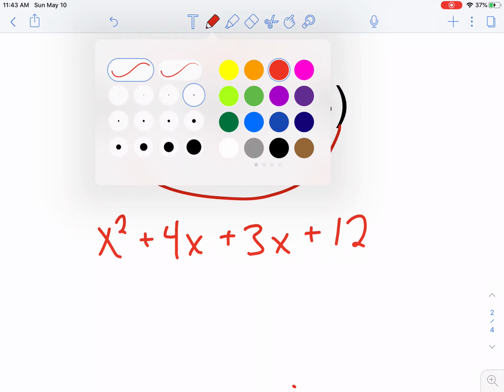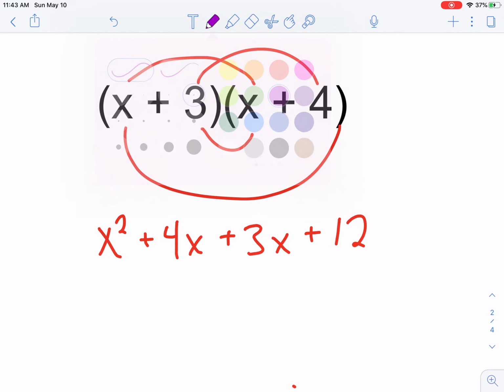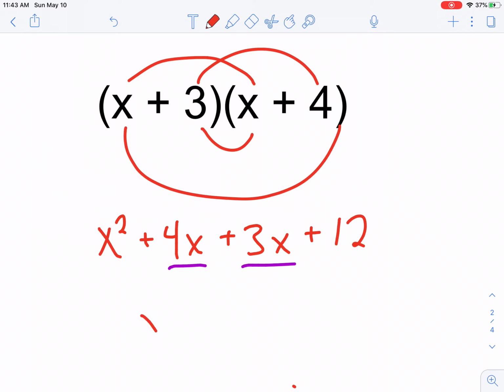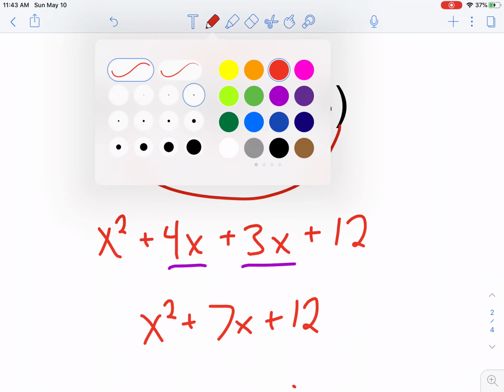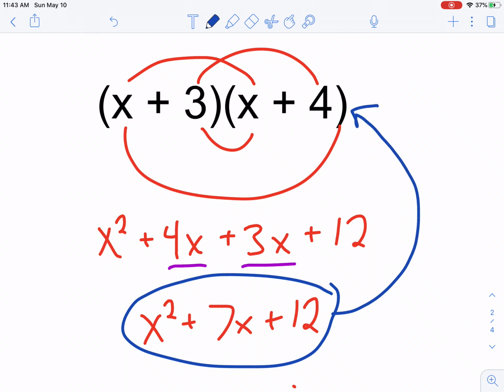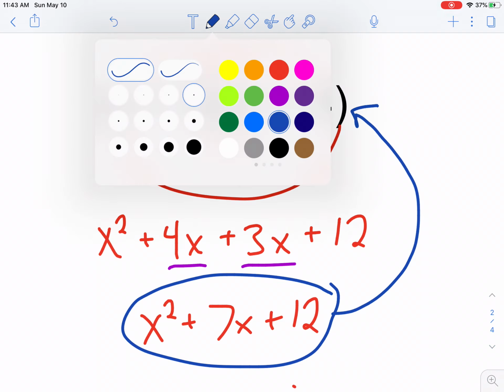And then notice that the middle two terms are like terms. 3x and 4x are like terms, and so we could add those two together, and we get x squared plus 7x plus 12. That's what we did a couple weeks ago. This week we're going to go in the other direction. We're going to start with problems that look like this, and we're going to move to problems that look like this. And so the way that we do that is we reverse engineer what we just did.